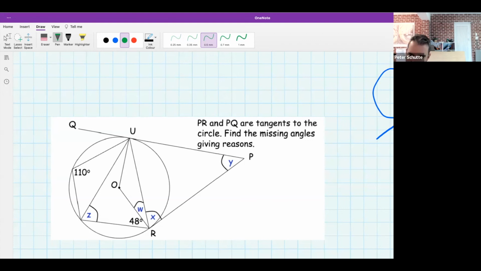Now, I can spot the tan radius. I don't know if it's helpful, but you can see this is a radius and that's a tangent. So this would be 90, but it may not be helpful in this case. So, you know.